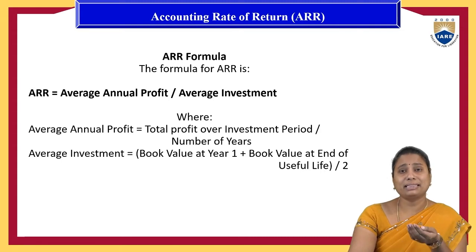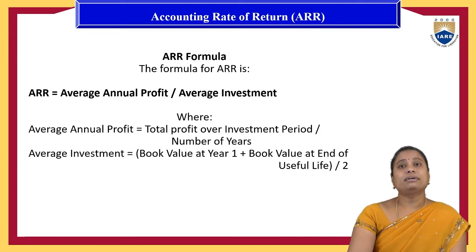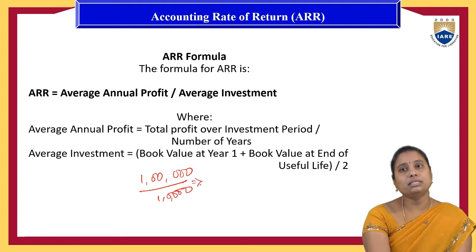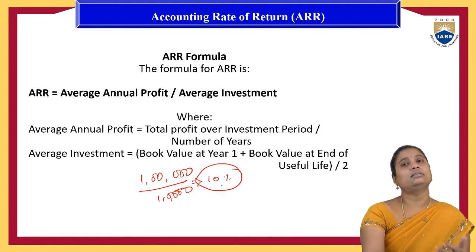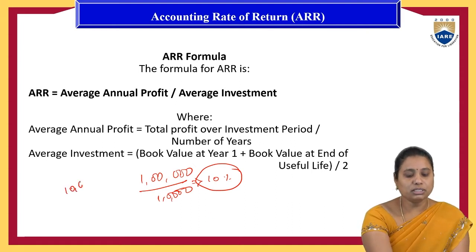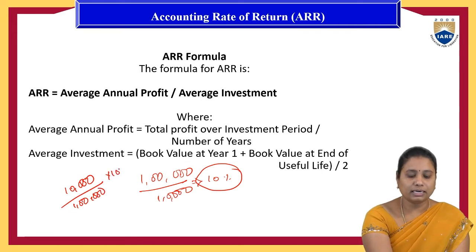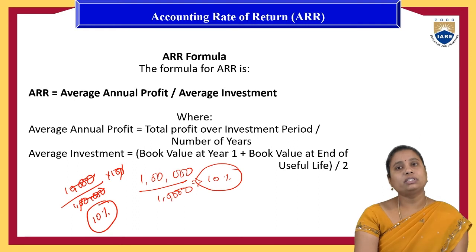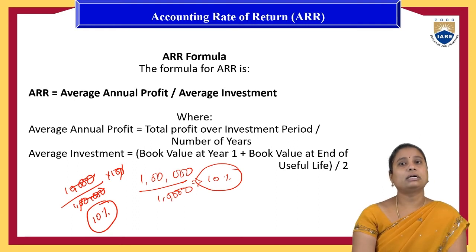It is a very simple mathematical expression. For example, if a person invests 1 lakh rupees and gets 10,000 rupees as returns, on an average he gets 10% returns. That means 10,000, the cash inflow, divided by the average investment of 1 lakh, into 100. The 4 zeros get cancelled, giving 10%. On an average, 10% returns are gained by the organization.